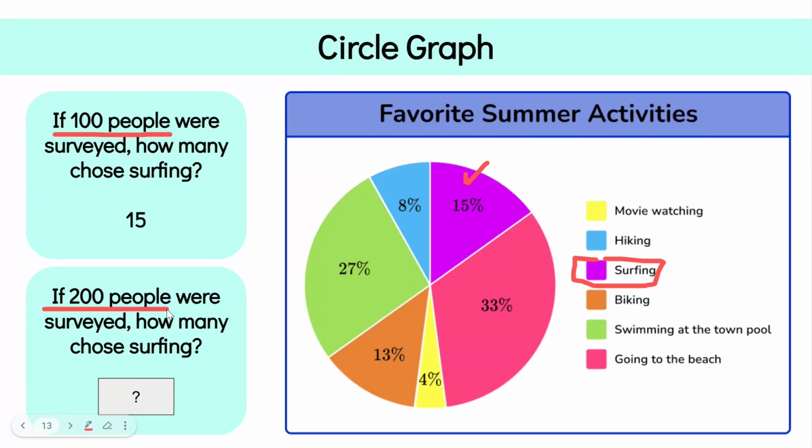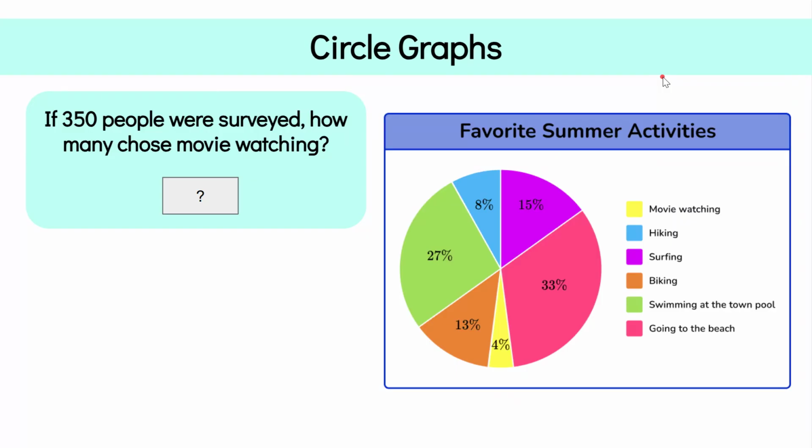So if we have 200 people, it's not 15 people who chose surfing. It's double the amount. This one's going to be 30 people. If we ask more people, more are probably going to choose surfing as well. You can do this in the calculator. Here's how we would do it in the calculator.